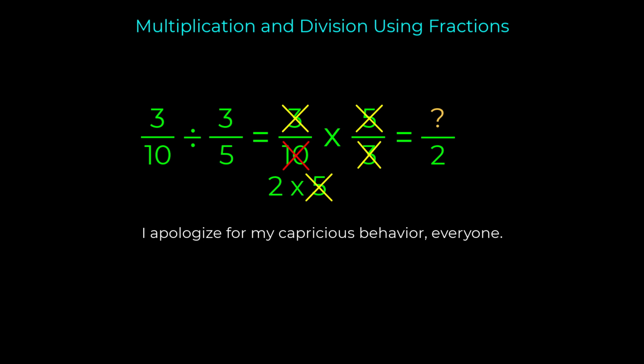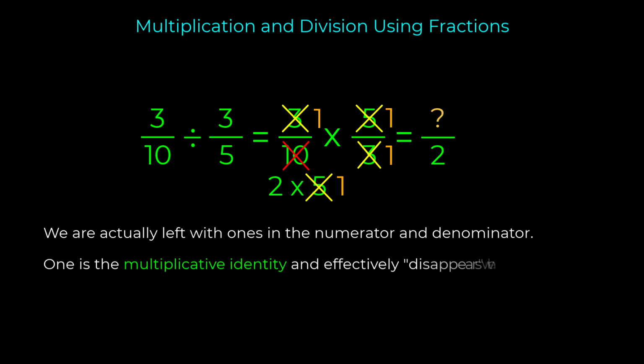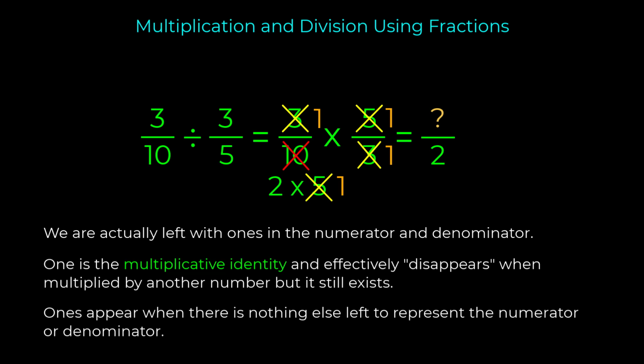Let me finish this problem and then wrap things up. The long and short of things is that when we factor out numbers from both the numerator and denominator, we are not left without anything. When I say that I am factoring a 3 from both the numerator and denominator, I'm converting the fraction 3 over 3 to 1. The 1 is normally ignored since it is the multiplicative identity and effectively disappears when it is multiplied with another number. But it still exists. I used to tell my students that it is an invisible one. It only appears when there is nothing else left to express the value of the numerator, in this case. So the answer is 1/2.